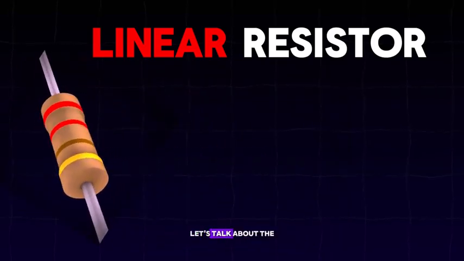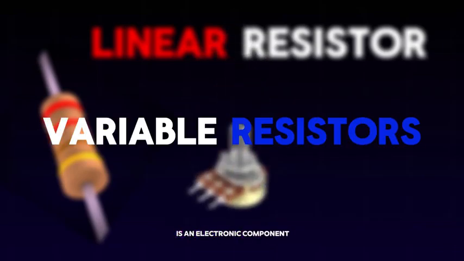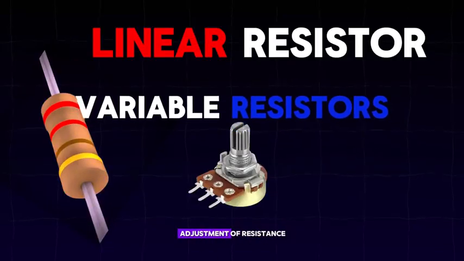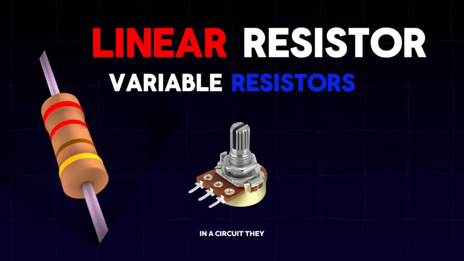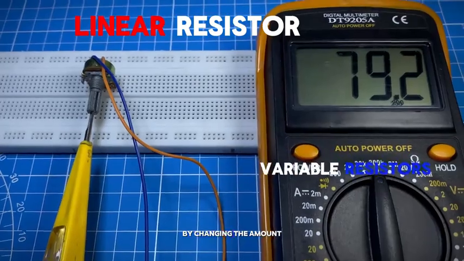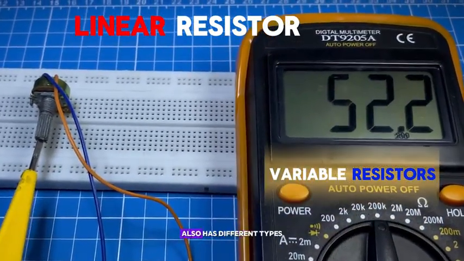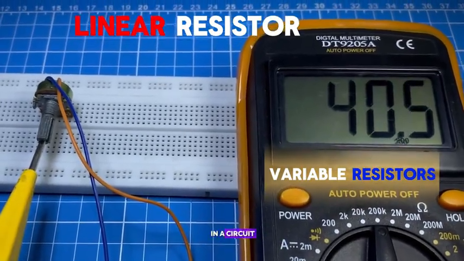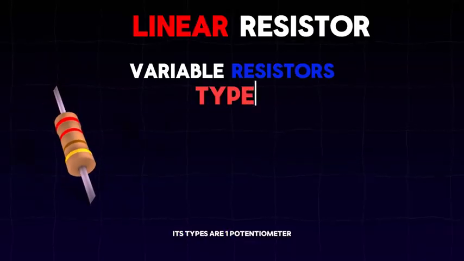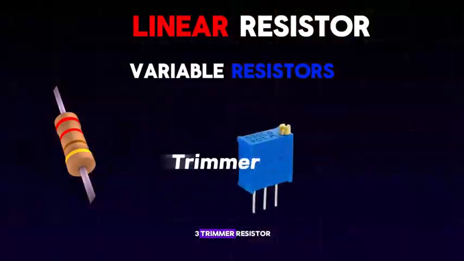So real quick, let's talk about the other types of linear resistors, which are variable resistors. This type of resistor is an electronic component that allows for the adjustment of resistance in a circuit. They are used to control the flow of current in a circuit by changing the amount of resistance offered to the current. This variable resistor also has different types that can be used in a circuit. Its types are 1. Potentiometer, 2. Rheostat, and 3. Trimmer resistor.